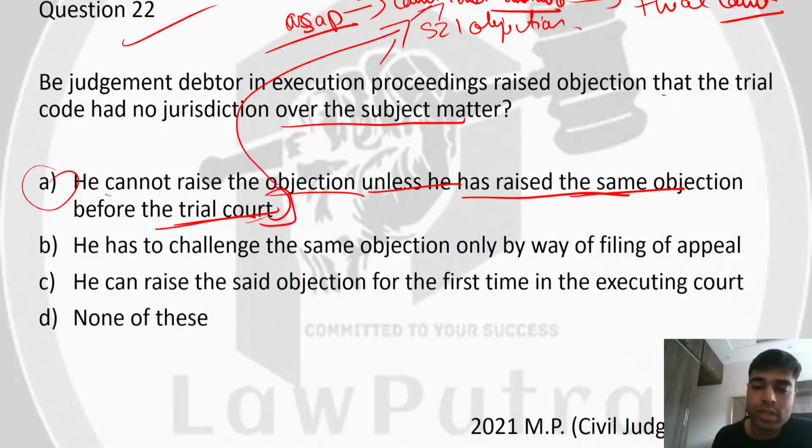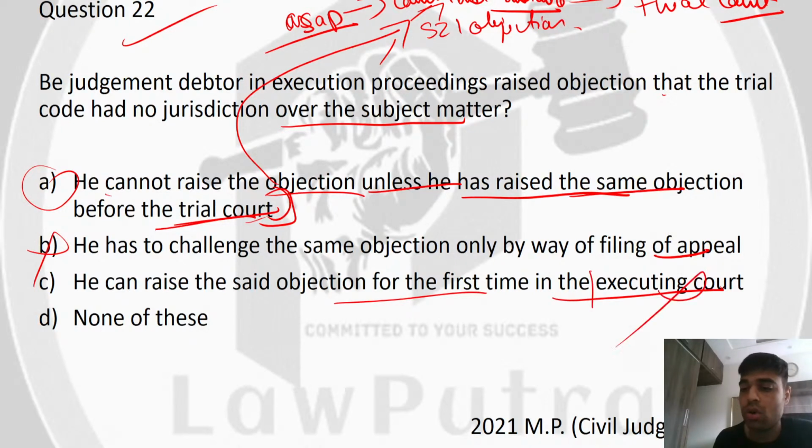Alright, he has to challenge him by way of filing appeal. No, this has nothing to do because section 21 ही बोलता है as soon as possible. तो अब अपील के स्टेज का क्यों वेट करोगे? He can raise the said objection for the first time in executing court. Again, this is also wrong.